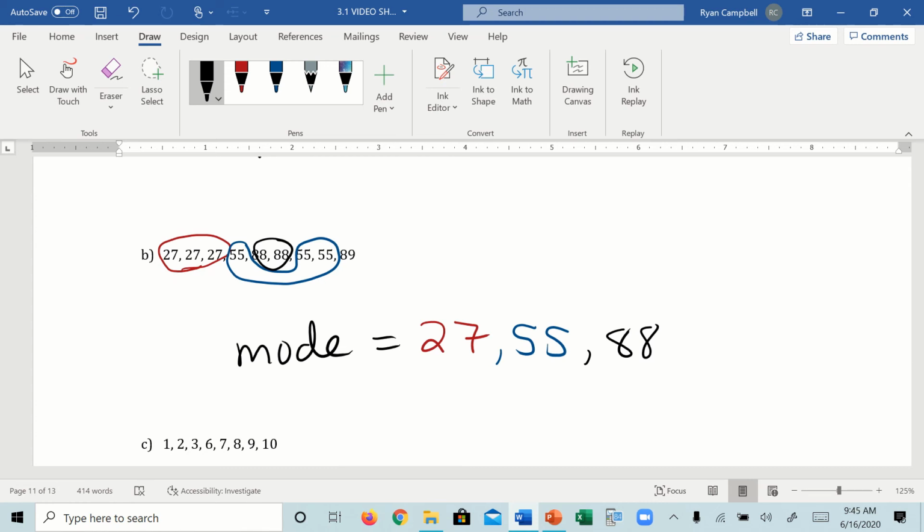Now remember, mode means most. It does not mean more than one, right? It just means most. So since 27 and 55 occurred 3 times, and 88 only occurred 2 times, 88 did not occur the most times, right? So 88 should not be a part of that list. Because remember, it's most, not more than one. So this is 2 numbers this time, not 3. So 27 and 55 would be the mode.